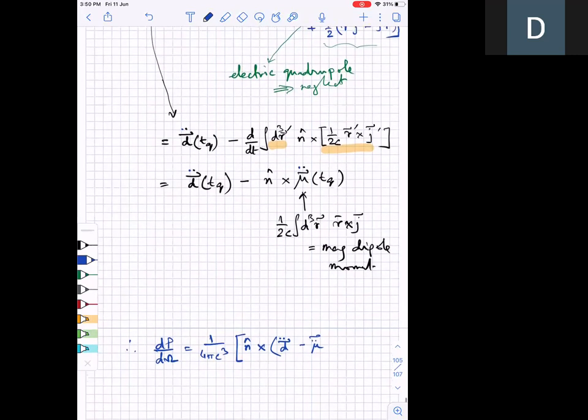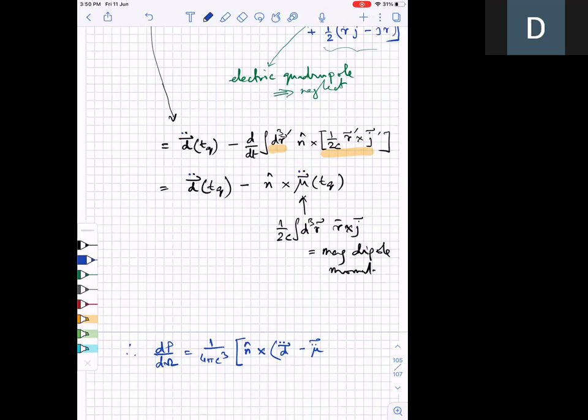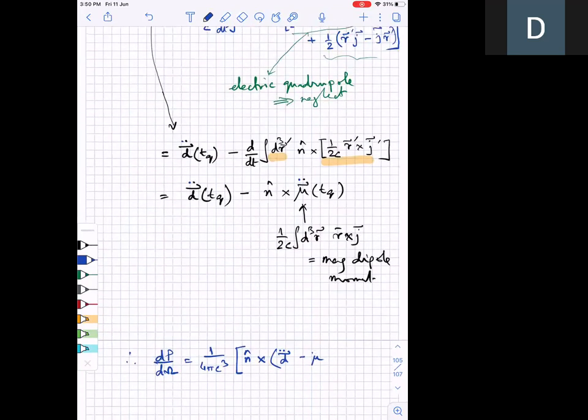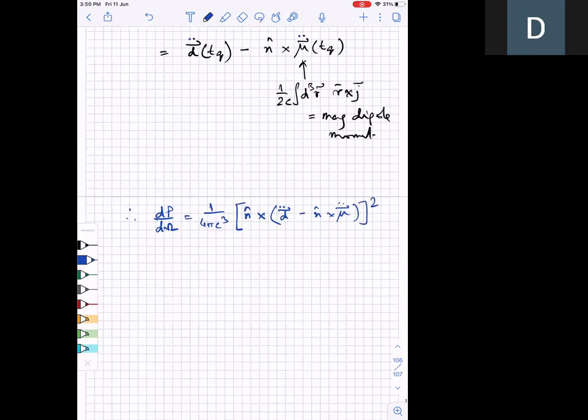I think I'm making some mistake over here. Oh yeah, n cap dot. When I do something hurriedly, it comes. This whole square is coming because your S had E cross B, so it was B whole square, so that's how we get whole square.